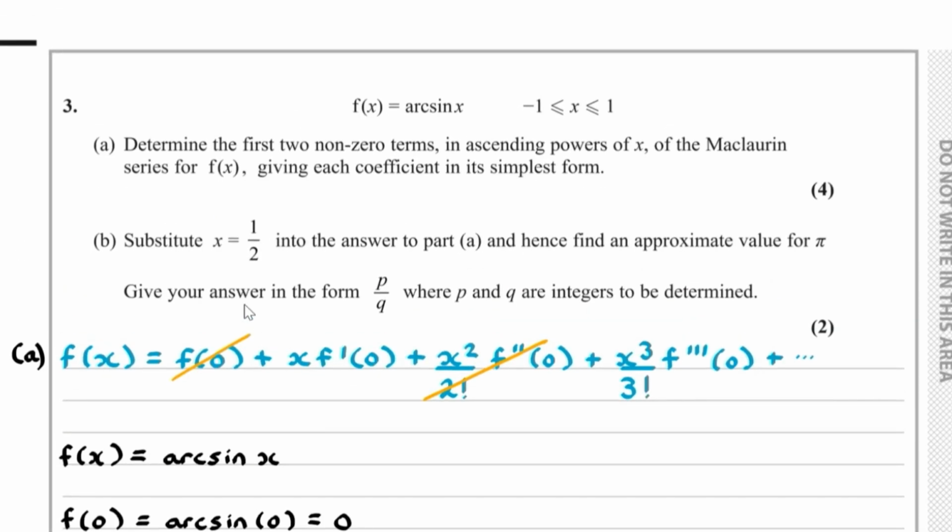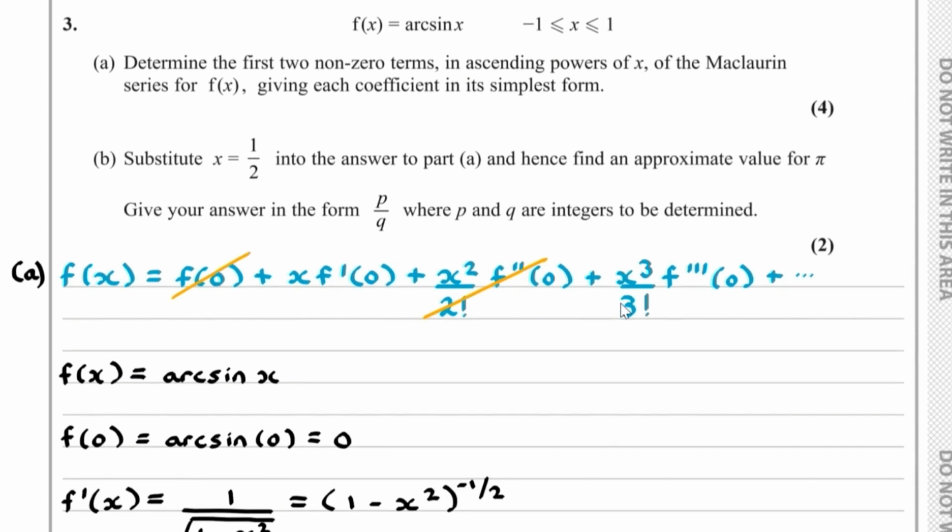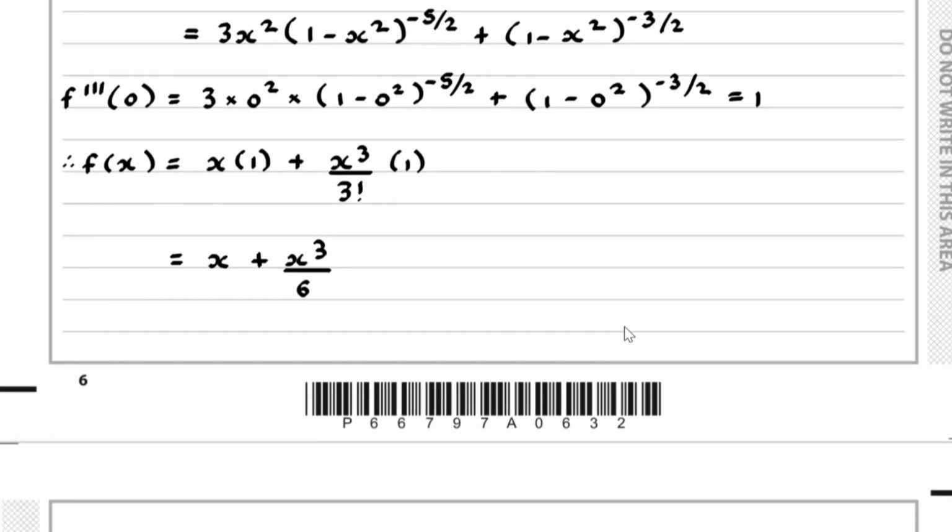And now for part B, we have to substitute x equals 1/2 into the answer to part A and hence find an approximate value for pi. We have to give our answer in the form p over q, where p and q are integers to be determined. Well, what have we just found here? We found an approximation for the arcsine of x. That's what we've just found in part A.